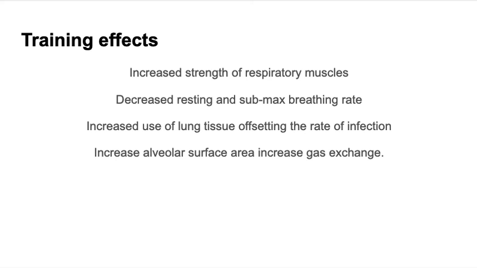And then increasing the use of lung tissue offsets the rate of infection. If we're using different parts of the lungs, we can offset the rate at which infection settles in. And if we have an increased alveolar surface area, we have more gaseous exchange. So maybe if we have an effect in one part of the lungs, the more surface area we've got where we can have gas exchange, the impacts of that are greatly reduced.